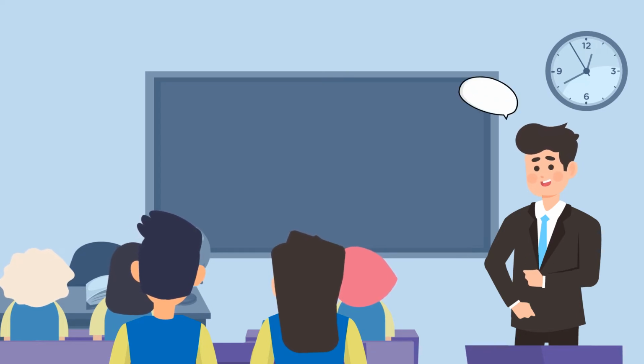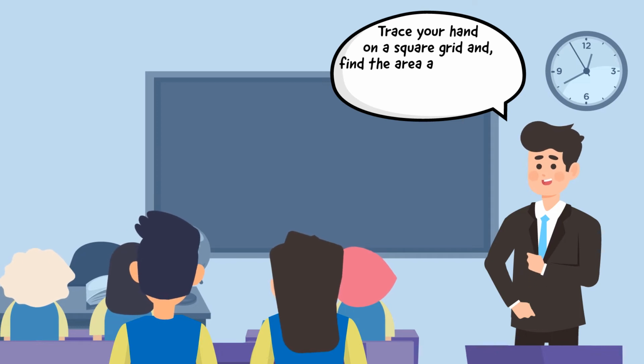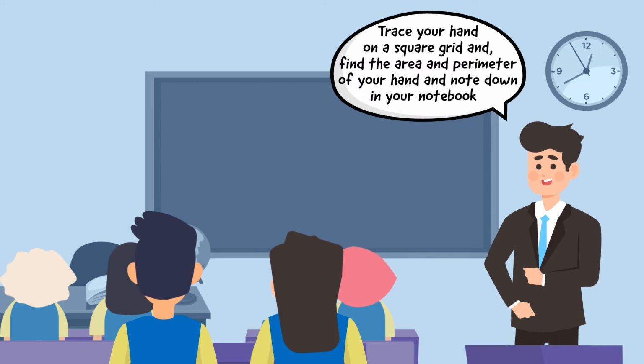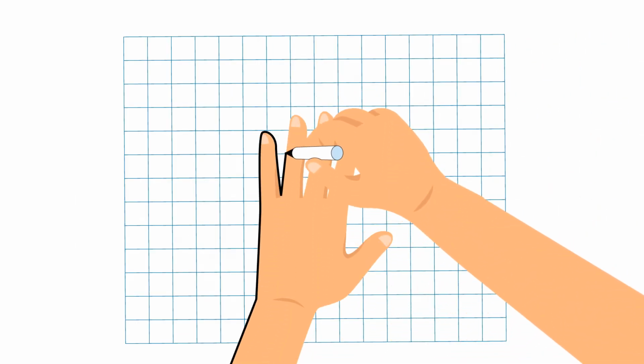Tell the students, trace your hand on a square grid and find the area and perimeter of your hand and note down in your notebooks. Give them enough time to do the tracing.